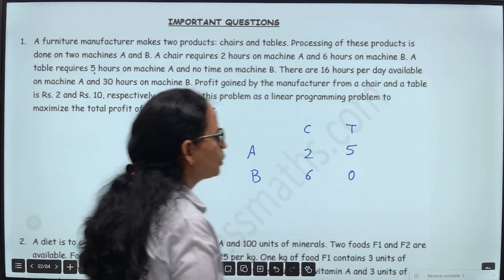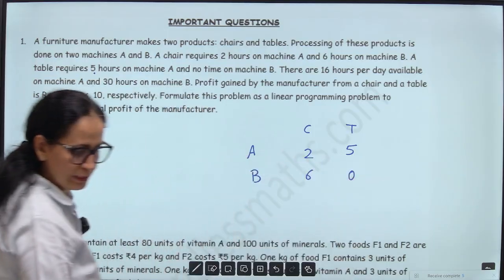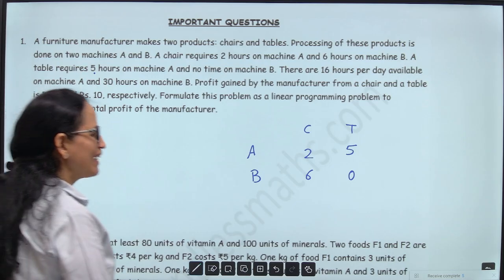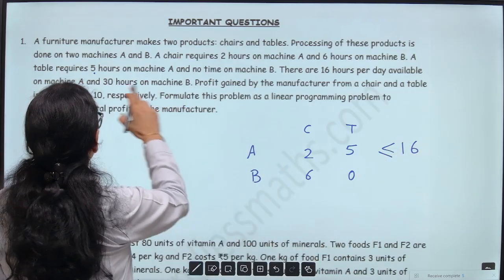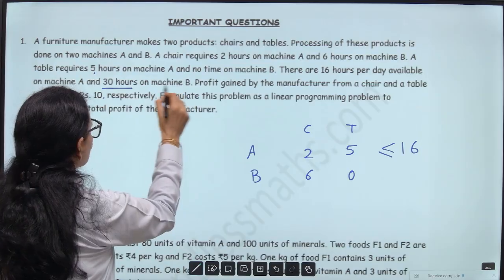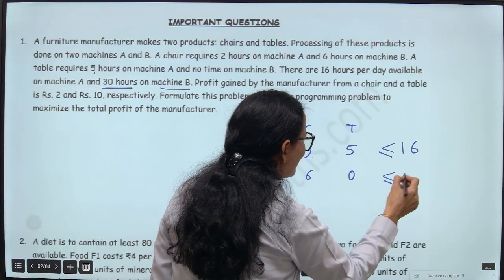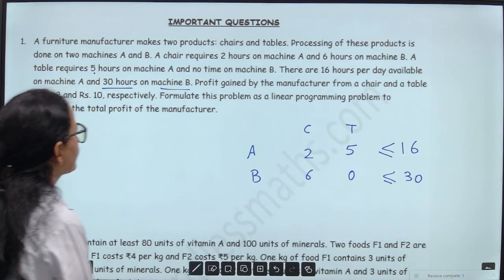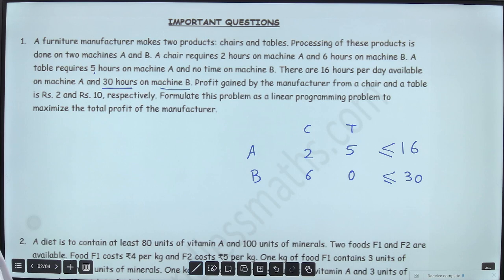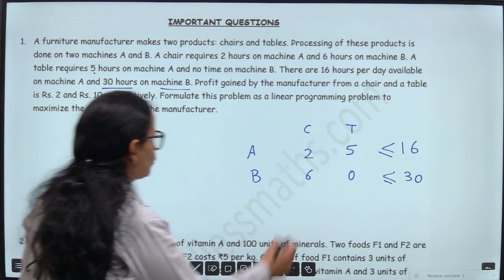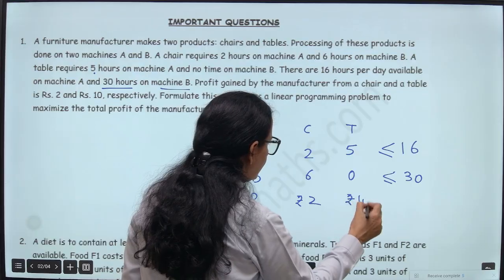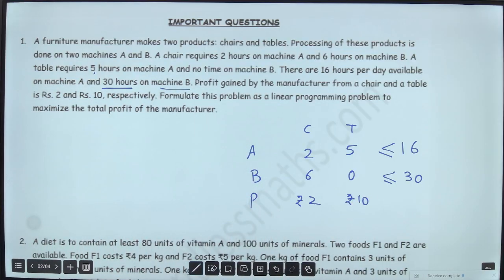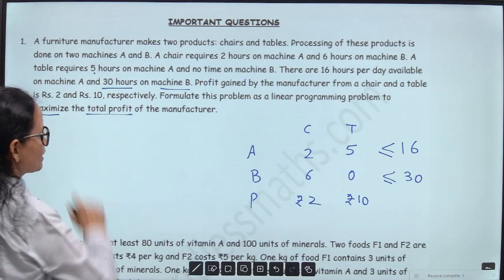So that means, with 2 and 5, the limit for machine A is a maximum of 16 hours. So the usage has to be less than or equal to 16 hours. Then machine B is available for how long? 30 hours. So machine B is available for a maximum of 30 hours. You cannot use it beyond that. Now the profit gained by the manufacturer from a chair and a table is rupees 2 and rupees 10. So it is rupees 2 here, and this is the profit, and it is rupees 10. Formulate this problem as an LPP to maximize the total profit. So you need to maximize the total profit.